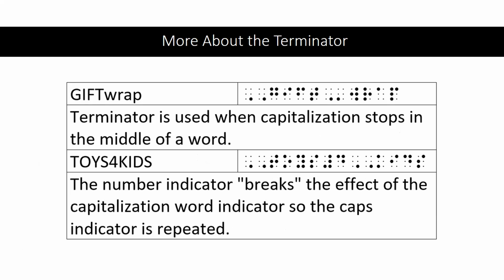Then when only part of a word is capitalized, like a compound word, notice we can use the terminator in the middle to show that the capitalization has stopped. In the next one, toys for kids, the number sign terminates the capital word indicator, so we have to repeat it after the number 4. But then you don't terminate it? No, because it's not a phrase. I see. It's just 2 words.